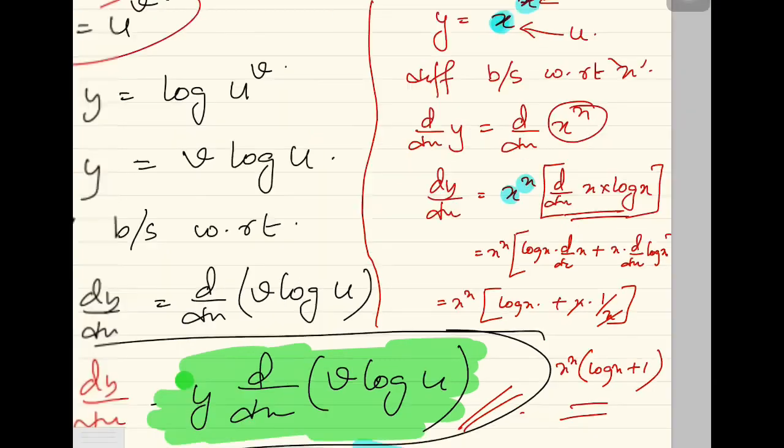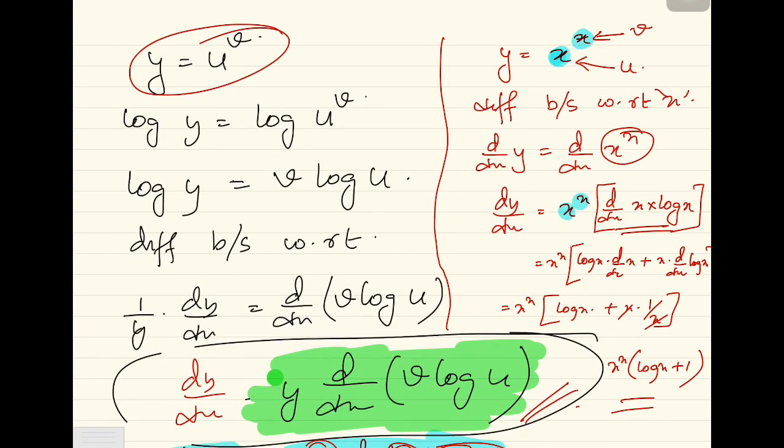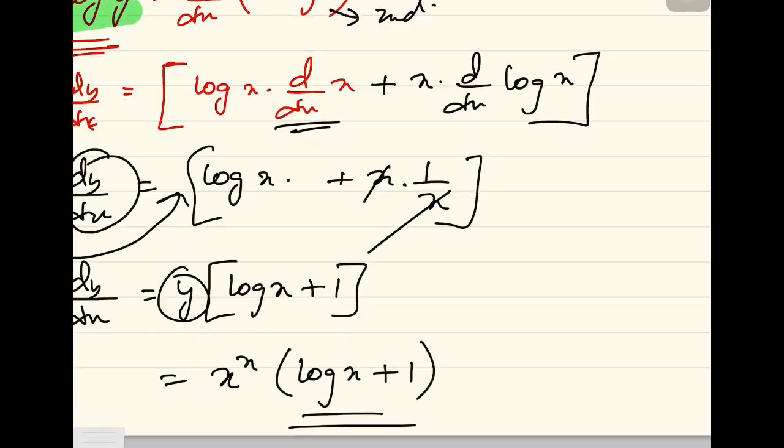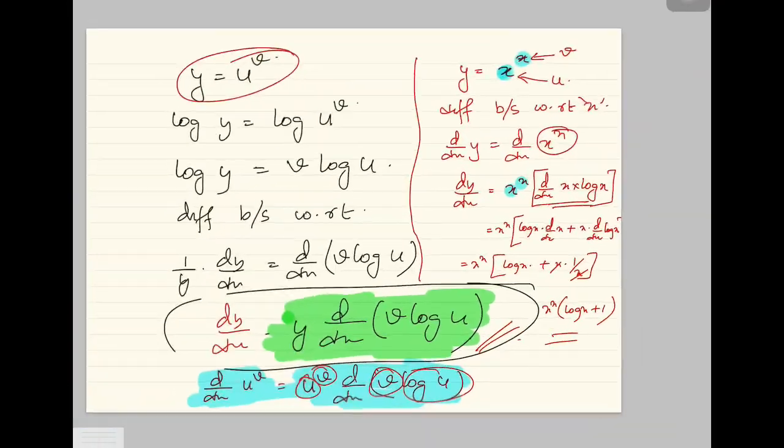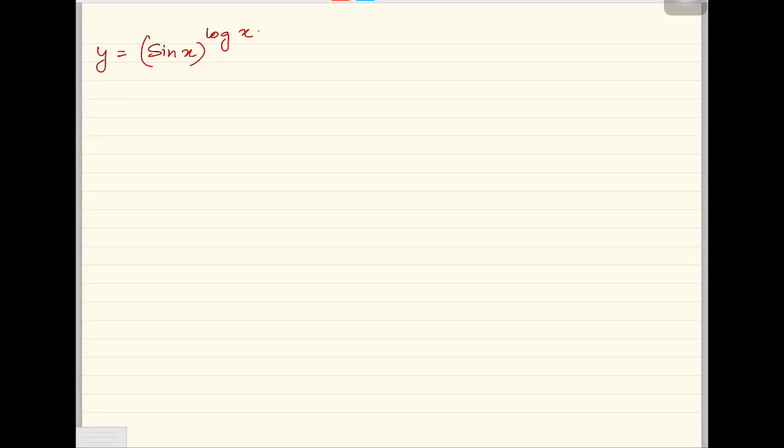Careful observation. So did you understand this? I could have done this directly as well. I think I have done the same answer we've got here, x to the power x (log x plus 1). And what did we get here? We got here also x to the power x (log x plus 1). Okay, let me give you another example of a direct formula.